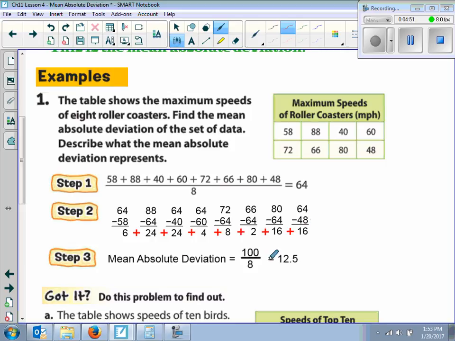So you add them all up. We ended up with 100 and divide by how many there are, 8, and we end up with 12.5. So the mean absolute deviation is 12.5, 12 and a half. Then it says describe what the mean absolute deviation represents. It says here the mean absolute deviation is 12.5. This means that the average distance each data value is from the mean is 12.5 miles per hour.